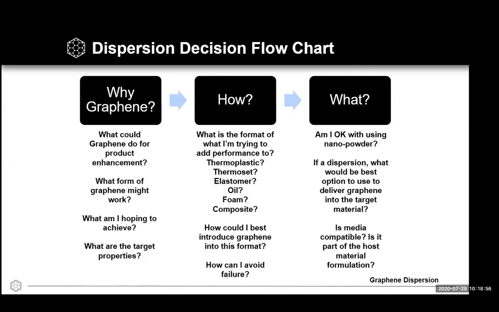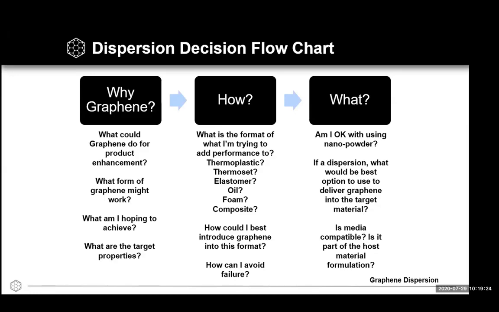Is it a thermoplastic or liquid resin system and thermoset, elastomers, oils, a foam structure, or composite material? And really the key question is, how could I best introduce graphene into this format? And conversely, what are the best things that I can do to avoid failure? Further things to do with graphene, am I okay using a nano powder at all?